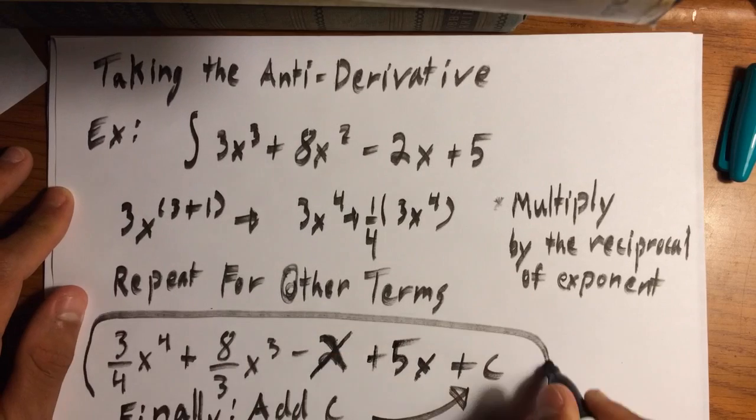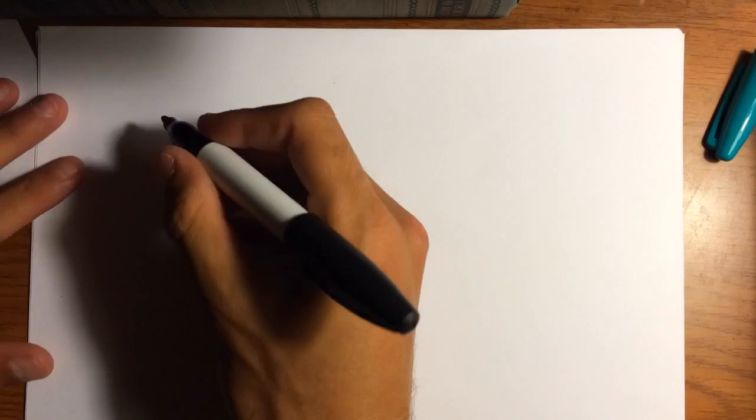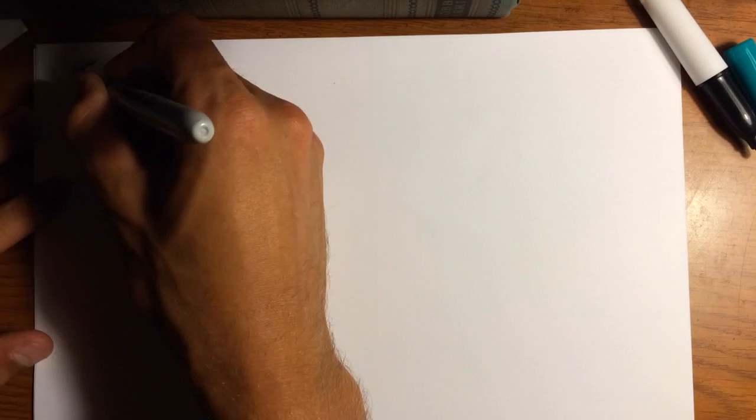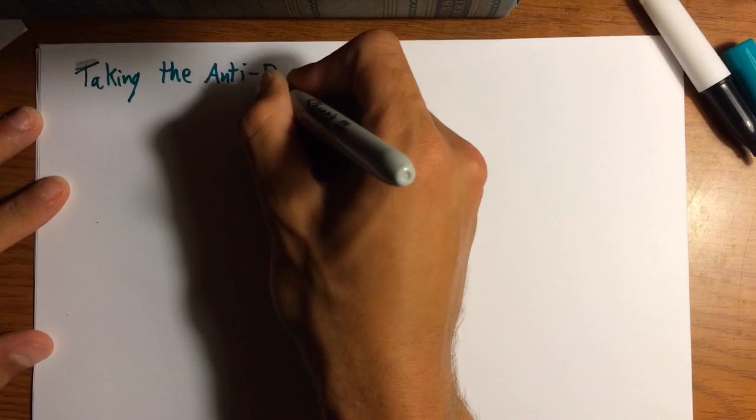And then finally, you have to add c to the whole equation because there's a constant that we don't know about. So sorry, my marker's being a little difficult, so I'm going to switch to a Sharpie.